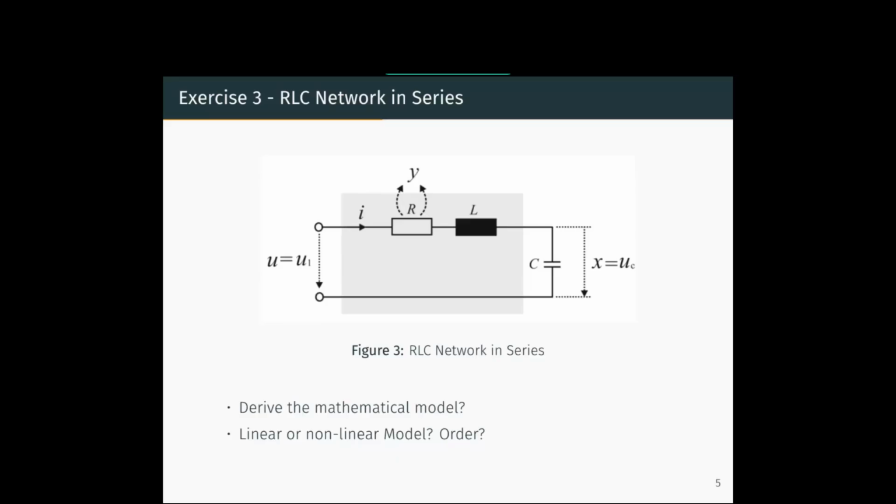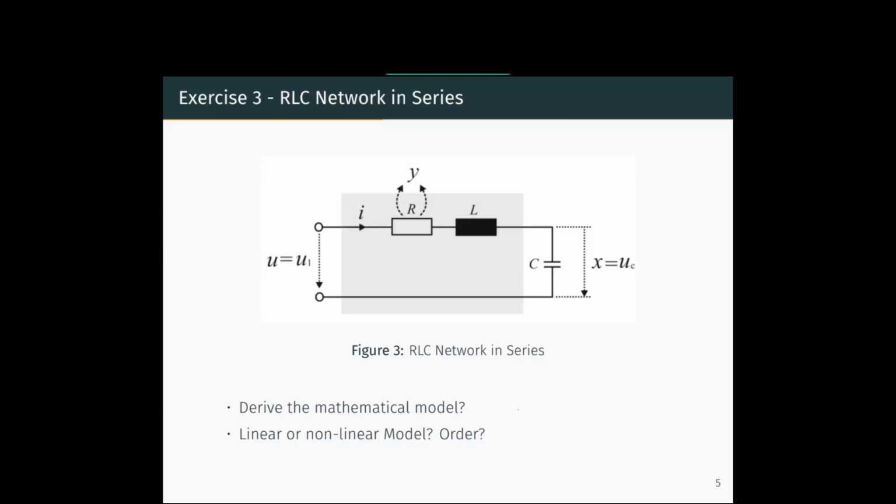Today we will look into another example of how to model an electrical system. So here we have a little more complicated one. We have three elements, a resistor, an inductor and a capacitor. So we will see how to model this electrical system. Here the input is U1 and the output is the voltage across the capacitor, UC. Now we need to find the relation between U1 and UC.